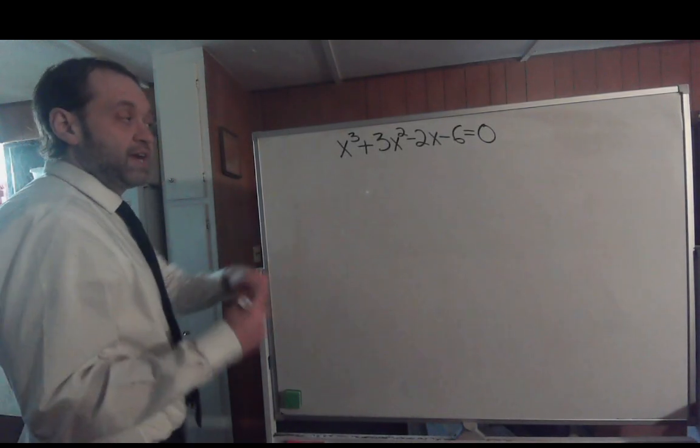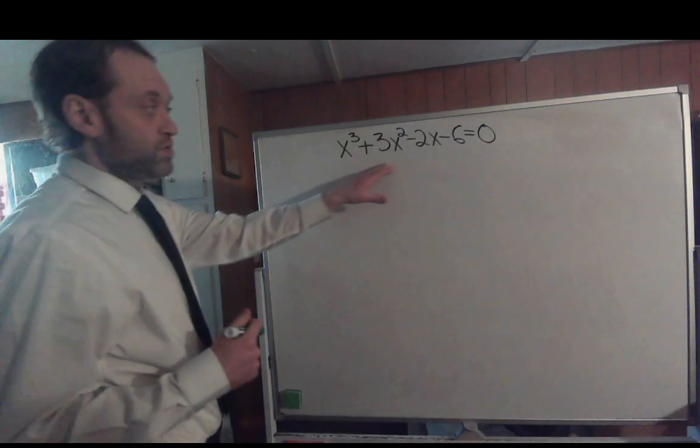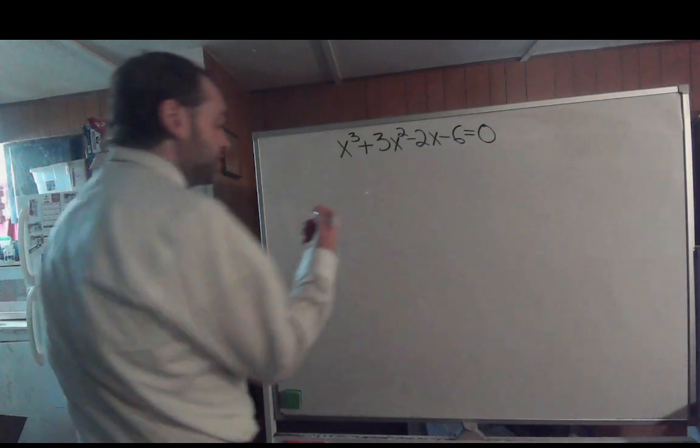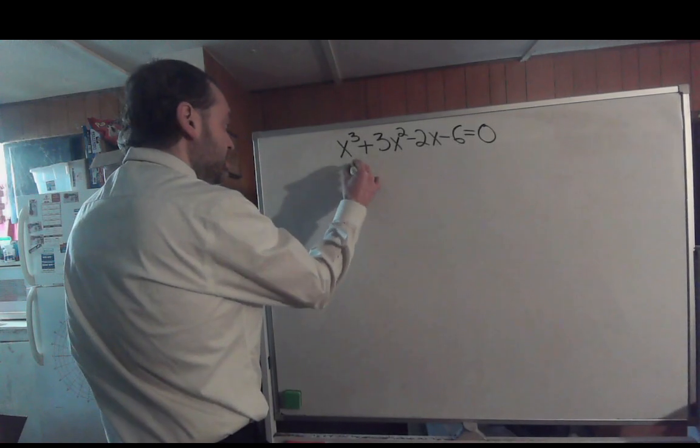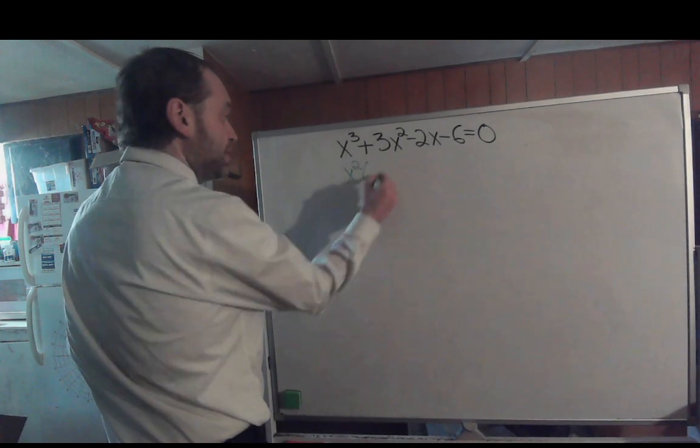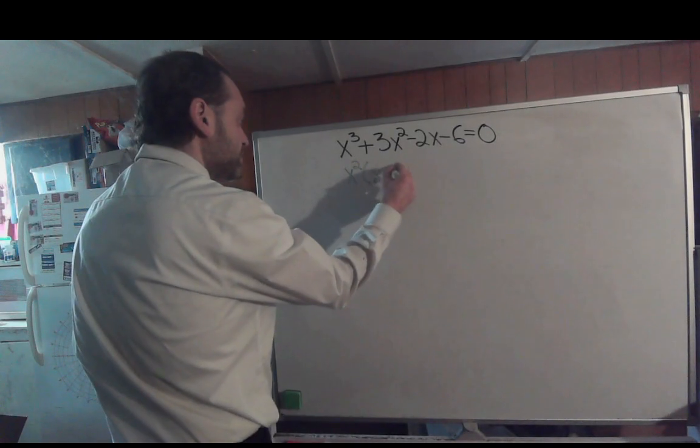Definitely looks like a factoring by grouping, right? So look at your first 2 terms. You could factor out an x squared. That would end up giving you x squared times the quantity of x plus 3.